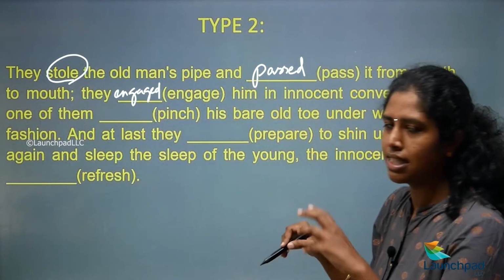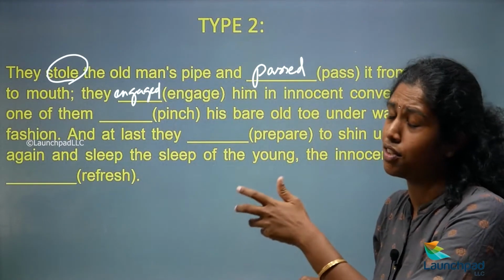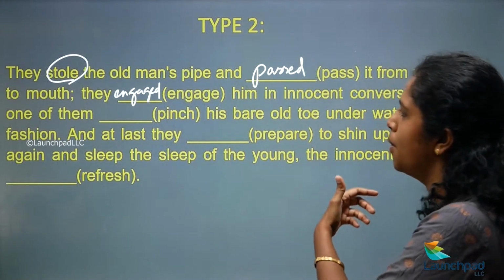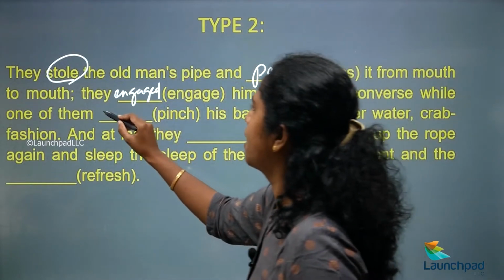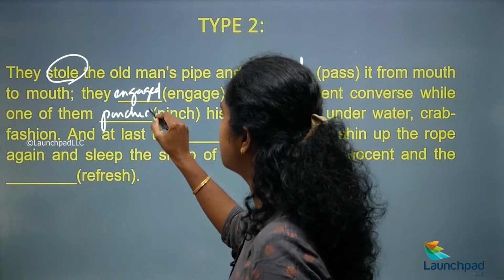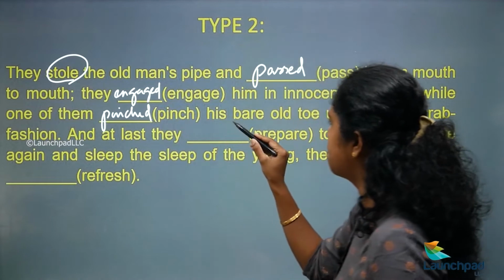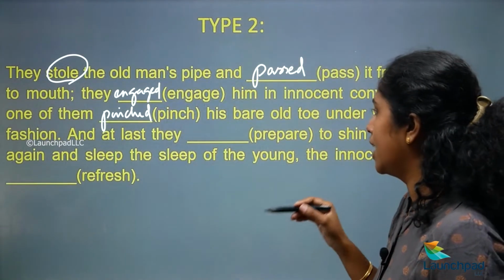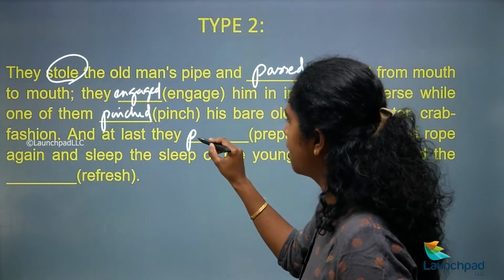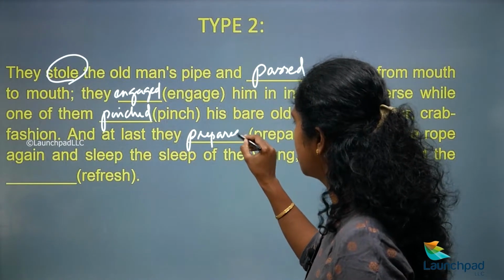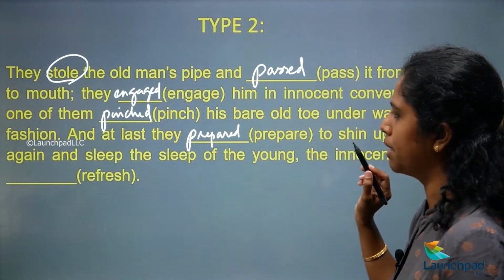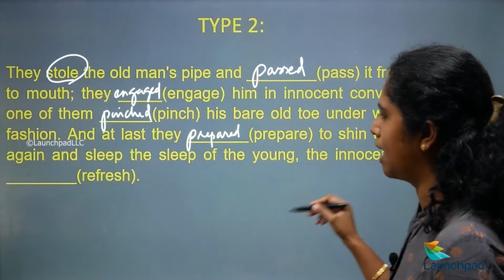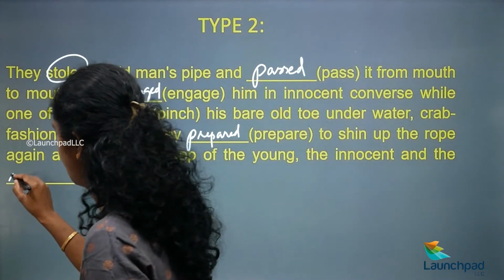Since we identified that the tense is past, they engaged him in innocent converse while one of them pinched his bare old toe under water, crab fashion. The word is pinch, so it becomes pinched. And at last they prepared to shin up the rope again and sleep the sleep of the young, the innocent and the refreshed.